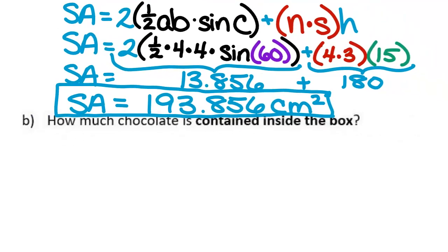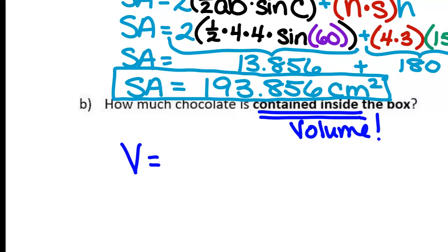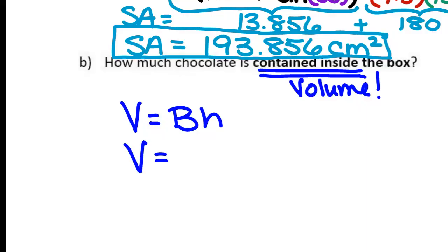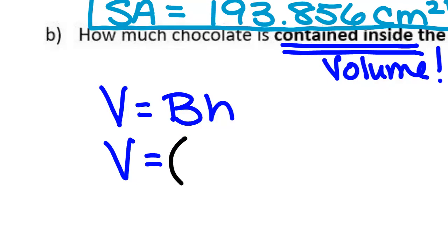Part B, how much chocolate is contained inside? That is volume. How do we find volume for a prism? Yep, area of the base times the height. What shape is the base? Triangle. How are we going to find the area of that triangle?